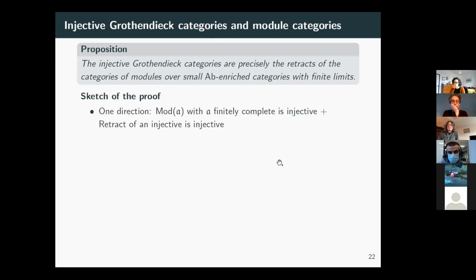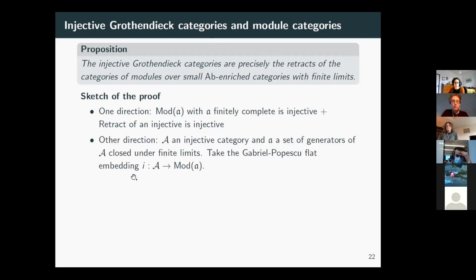The proof, one direction is, imagine that you are a retract of such a category where A has finite limits. Well, we already know this is injective. And a retract of an injective is really easy to see. It is also injective. So this direction doesn't generate any problem. The other is also quite easy, but it requires to use the Gabriel-Popescu theorem.